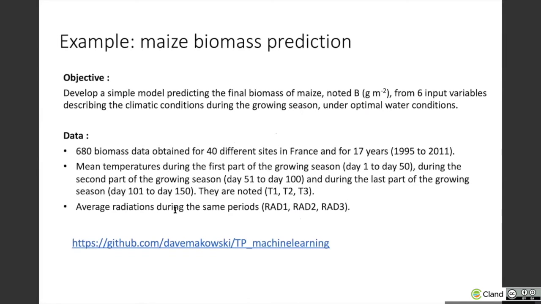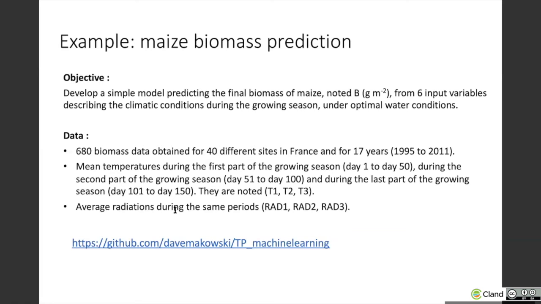In order to illustrate this approach with a real example, I use a data set that you have yourself. So if you like, you can download it and run the R code at the same time as the lecture. The objective of this example is to predict maize biomass. The maize biomass is noted B here, and we want to predict B as a function of six inputs describing the climatic conditions during the growing seasons under optimal water conditions.